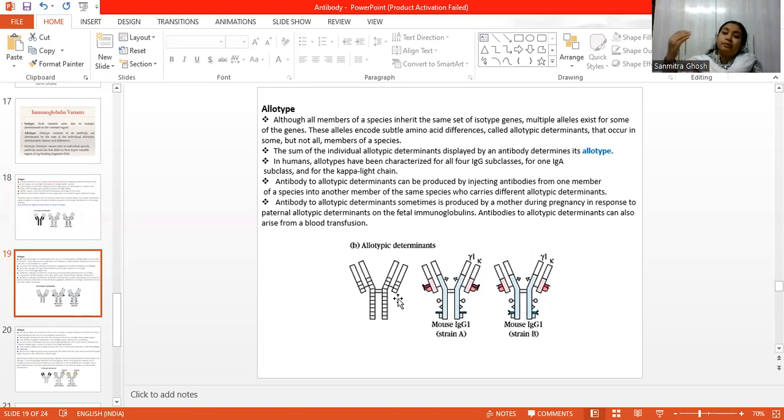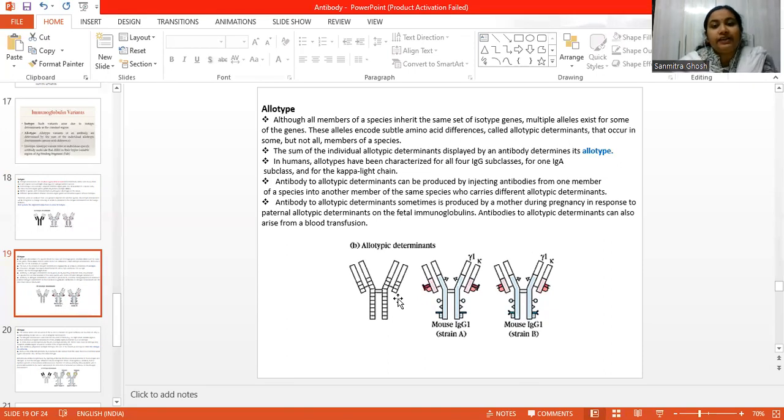As we mentioned, all the members of the same species will have the same type of isotype. That means if it is IgG, it will be the same for all the members. But if some of the genes have multiple alleles, then allotypically, based on the allelic variation within different strains of the same species, there can be some variation in this particular area. Now, the sum of the individual allotypic determinants displayed by an antibody determines its allotype.